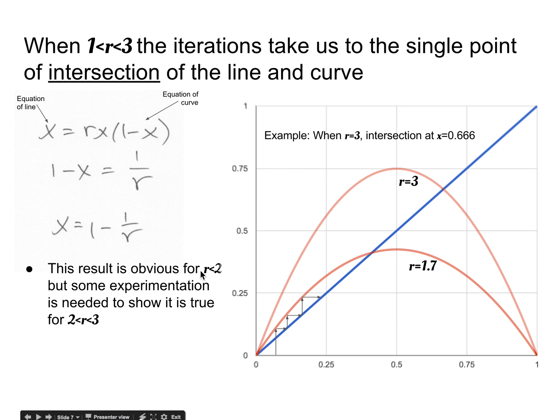For R less than 2, you can sort of do this problem in your head. For example, when R equals 2, 1 over 2 is a half, 1 minus a half is a half, so the point of intersection would be right here for R equals 2. And you can do simple numerical experiments to see how these curves intersect.